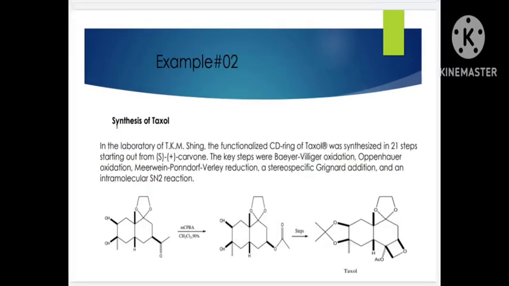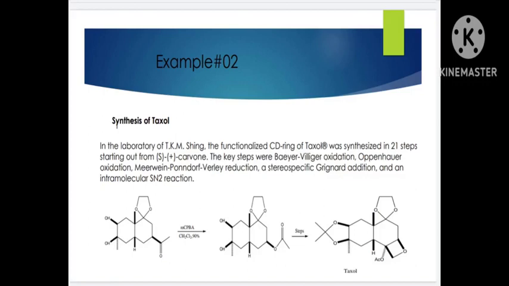Next is the synthesis of Taxol. It is also one of the applications of a Baeyer-Villiger oxidation. Basically, it is completed in 21 steps. It also includes a Baeyer-Villiger oxidation step. So first, in the laboratory of Tony K.M. Cheng, this Taxol was synthesized from carvone, one of its enantiomers, that has the S configuration. Carvone is basically a cyclic monoterpene ketone that belongs to the terpenoid chemical family.